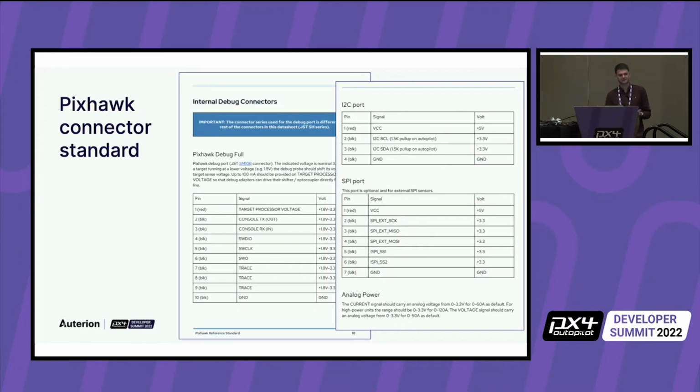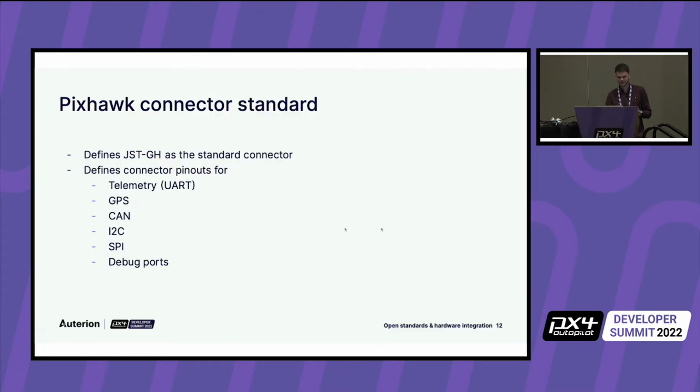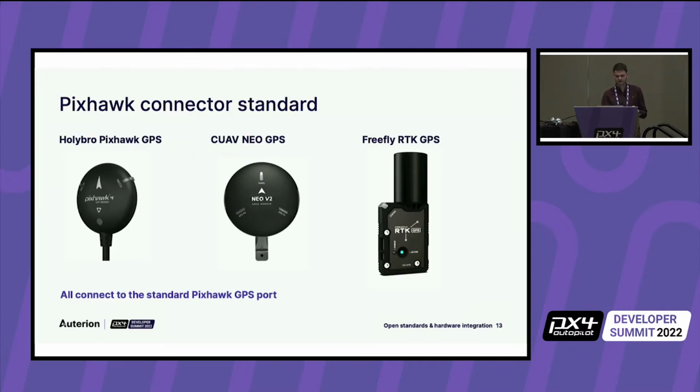It defines all the physical interfaces. These JST GH connectors are pretty good. They're reliable, and they have a mechanical lock-in. It also defines the electrical connections within these connectors. There's a standard for telemetry ports, which are serial ports, UART in the end. There's one for the GPS port, one for CAN, I2C, SPI, and debug ports. This allows you to interchange external components.